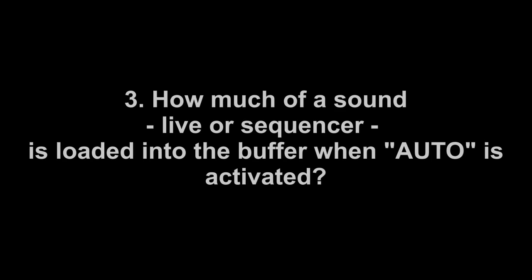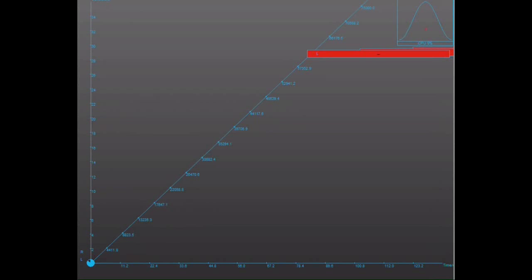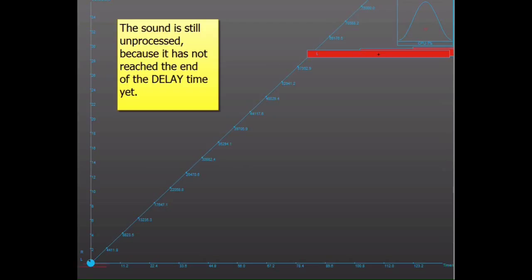Question 3. How much of a sound, live play or running sequencer, is loaded into the buffer when auto is activated? The whole buffer is filled bit by bit. The sound streams into the buffer and fills it up. When I deactivate auto again, the last 60,000 milliseconds before deactivating are directly addressable, and up to 60,000 milliseconds more are audible according to the length of the grains.